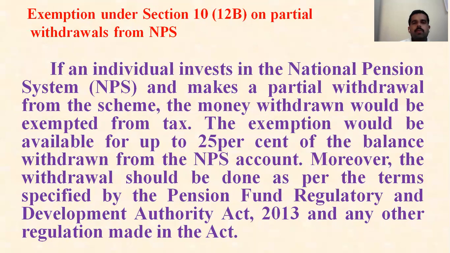Exemption under section 10(12)(b) on partial withdrawal from NPS. Partially, a small amount will be withdrawn, and that should also be a tax-free amount here. On partial withdrawal from the scheme, the money withdrawn would be exempted from tax. The exemption would be available for up to 25% of the balance withdrawn from the NPS account. Moreover, the withdrawal should be done as per the terms specified by the Pension Fund Regulatory and Development Authority Act 2013 and any other regulations made under the Act. Based on this, we are going to do it.